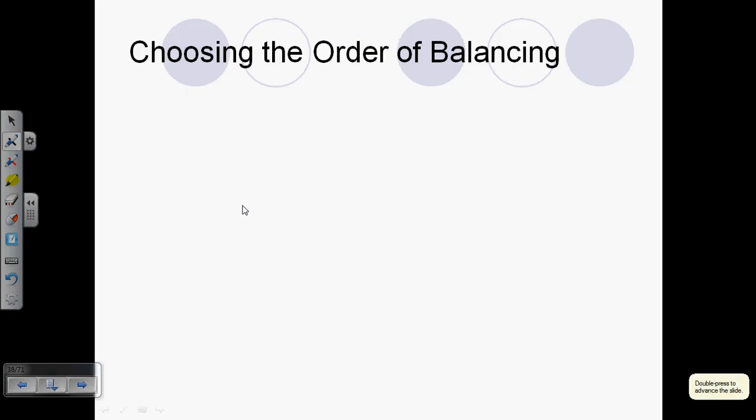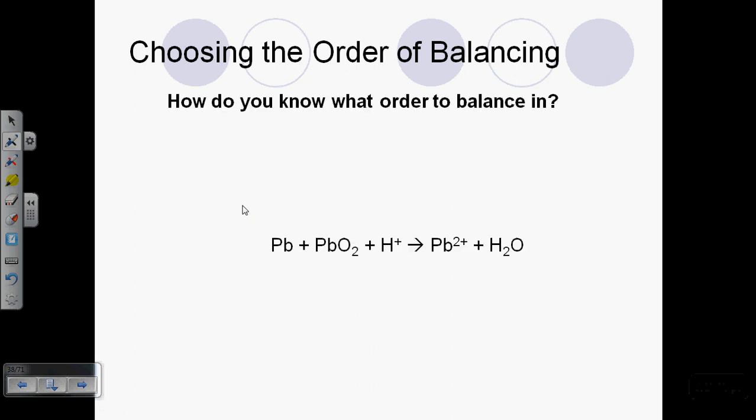Balancing equations part 2. When we get into more difficult equations to balance, we sometimes have to figure out in what order we balance our atoms. You can just move from left to right if you prefer, but sometimes there are easier ways to look at it.